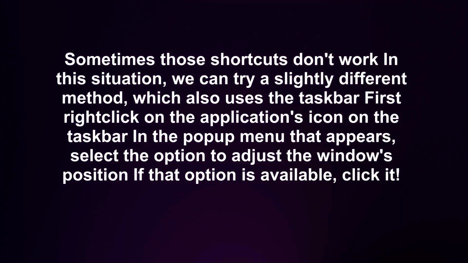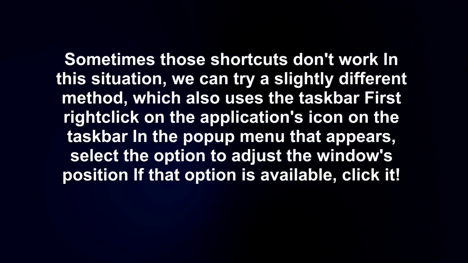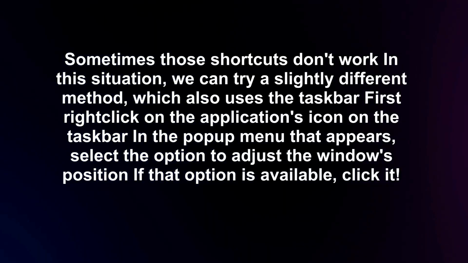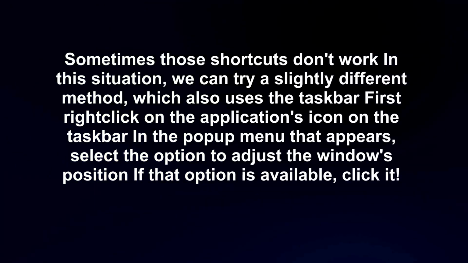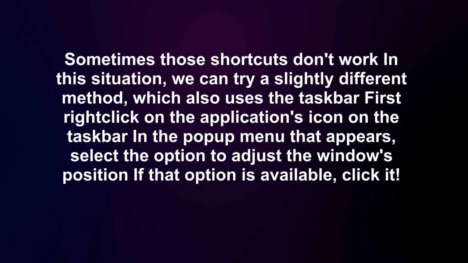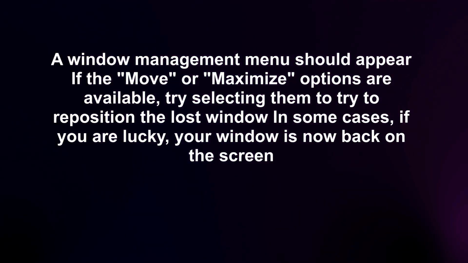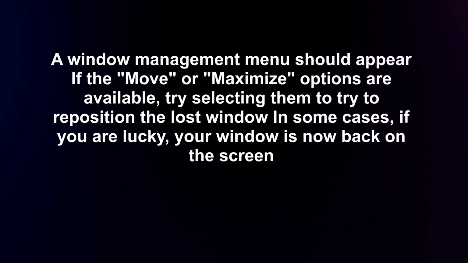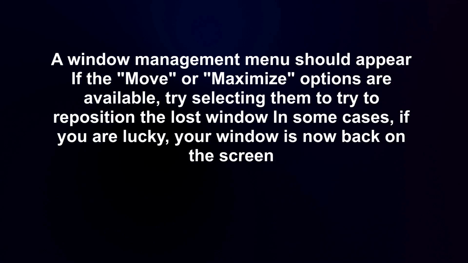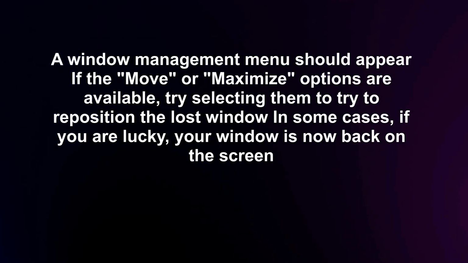We can try a slightly different method, which also uses the taskbar. First, right-click on the application's icon on the taskbar. In the pop-up menu that appears, select the option to adjust the window's position if that option is available. Click it. A window management menu should appear if the move or maximize options are available. Try selecting them to try to reposition the lost window. In some cases, if you are lucky, your window is now back on the screen.